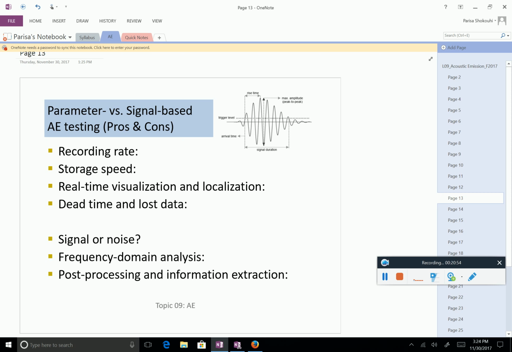That is how fast you can save the data on the computer. Yeah, so the recording rate is more like a sampling frequency. How fast you are recording. Storage is how fast you are saving.